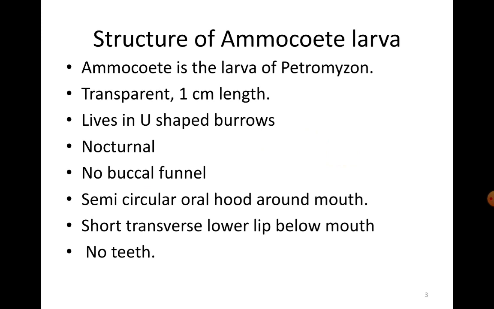Earlier, these larvae, when they hatch, are so different from their parents. The petromyzons are parasitic forms. They attach to the base of larger fish with the help of their suctorial mouth and lead a parasitic life. But these larvae, the Ammocoetes, are free living forms.